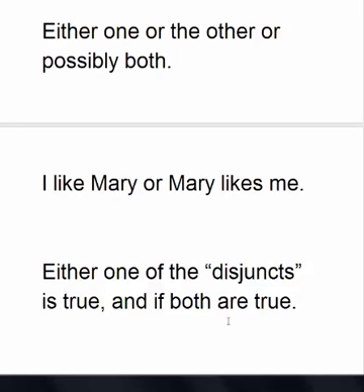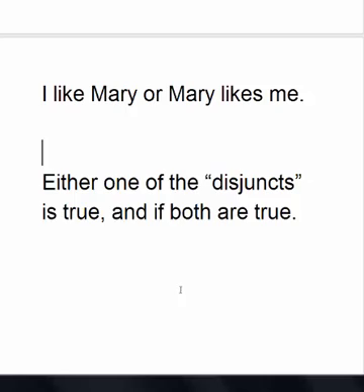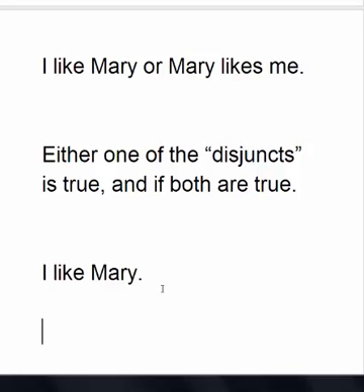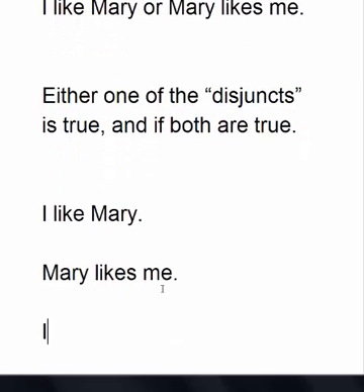You could say that with the exclusive or, the disjunction is only true when one of the disjuncts, either I like Mary or Mary likes me, is true. That is also true of the inclusive sense, but the inclusive or is also true if both are true. That is, they're not mutually exclusive. So what are the conditions under which this statement, I like Mary or Mary likes me, is true? Well, it's true as a whole if this is true. That makes the whole thing true. Or it's true if this is true. That makes the whole thing true. Or it's true if this is true.